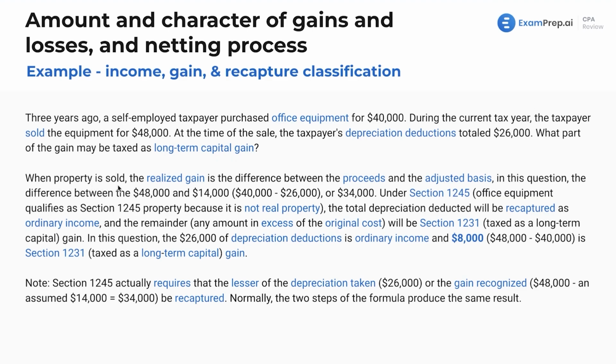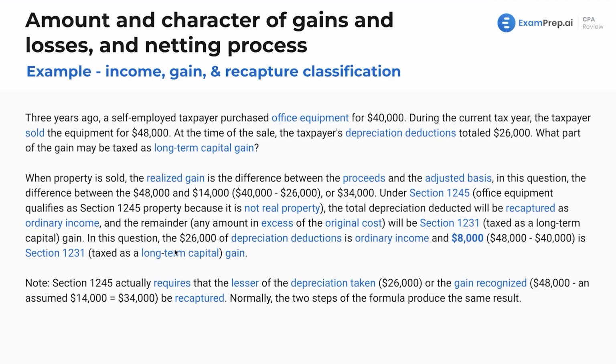Well, when the property is sold, the realized gain is the difference between the proceeds and the adjusted basis. In this question, the difference between the $48,000 and the $14,000. So we've got $40,000 minus $26,000, or $34,000. Under Section 1245, office equipment qualifies as Section 1245 property because it's not real property. The total depreciation deducted will be recaptured as ordinary income, and the remainder, any amount in excess of the original cost, is going to be Section 1231, which is taxed as a long-term capital gain.